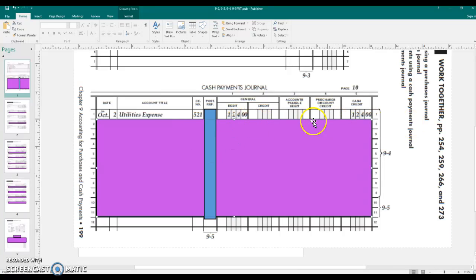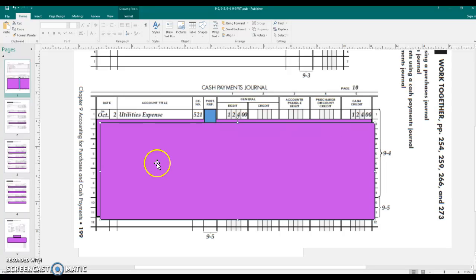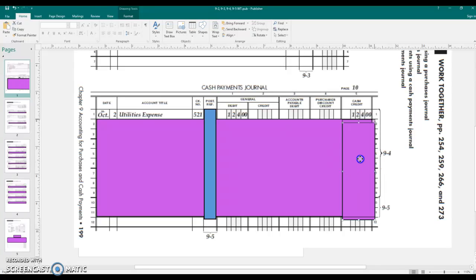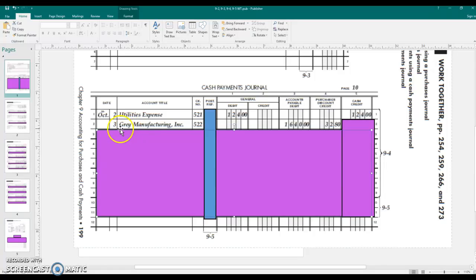Okay, let me try to do something real here really fast so that we can understand what we're doing. So what I did first is we're going to write Gray Manufacturing Company. 3rd, 522. Accounts payable is $1,640. This is how much the original invoice is for. We have a discount of $32.80. I took $1,640 times 2%, and this is my discount.